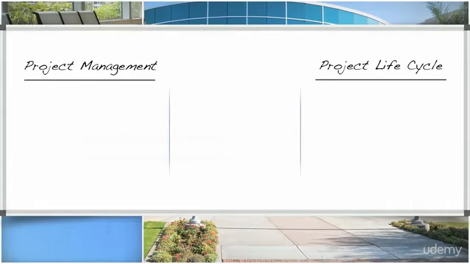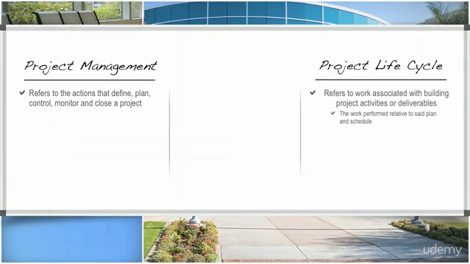Another common thing among successful projects is that they contain a life cycle and project management processes. Based on the use of similar titles or definitions, some may be confused when it comes to the difference between project management and the project life cycle. The difference between the two lies in the fact that project management is driven by process groups used to define, plan, control, monitor, and close the project, while work associated with building the project's deliverables is accomplished through activities that are referred to as the project life cycle.